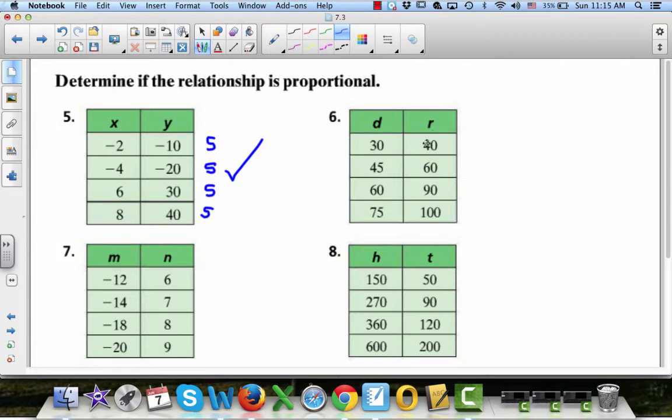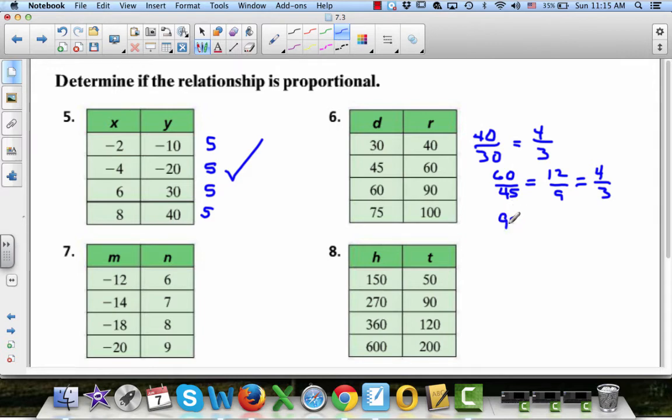Okay, so we've got 40 divided by 30, which is equal to 4 over 3 because we just get rid of those zeros, okay? Then we've got 60 divided by 45, and you can reduce that. Both of them are divisible by 5, so that gives you 12 divided by 9. And both these numbers are divisible by 3, so that gives us 4 divided by 3. So these first two are proportional.